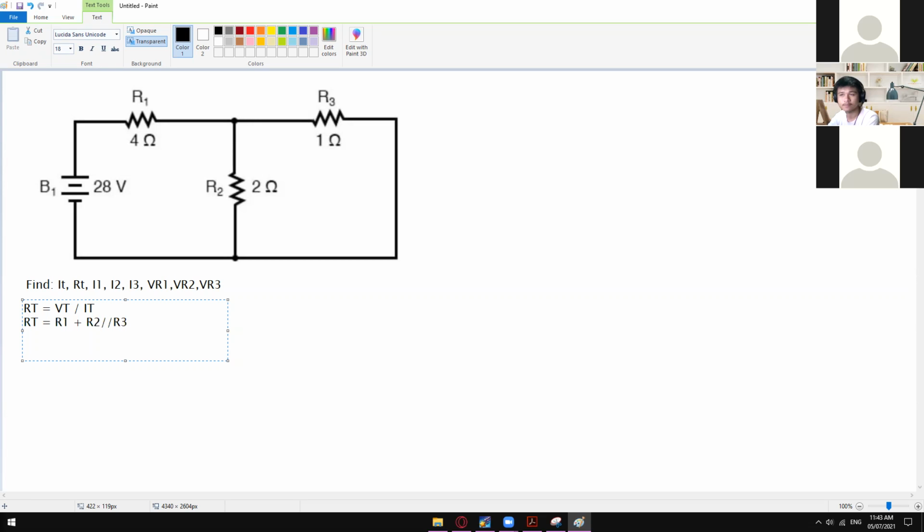And in here, for us to be able to get the parallel of R2 and R3, we have to use the rules of parallel law. So in here we have R2 times R3 divided by R2 plus R3. R2 is 2 ohms and R3 is 1 ohm, divided by 2 plus 1. Just by simplifying this one, 2 times 1 is 2, and 2 plus 1 is 3. So R2 parallel to R3, 2 divided by 3, is equal to 0.66667, or you could just simply write 0.67.